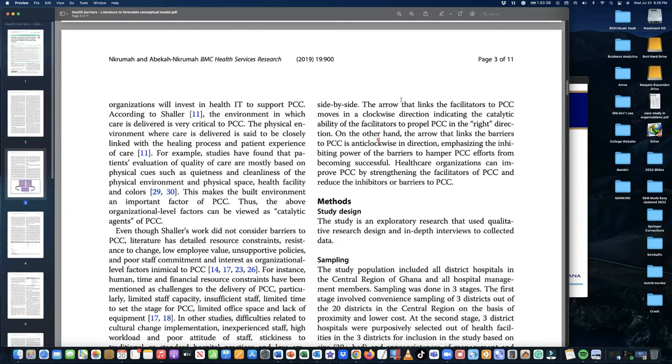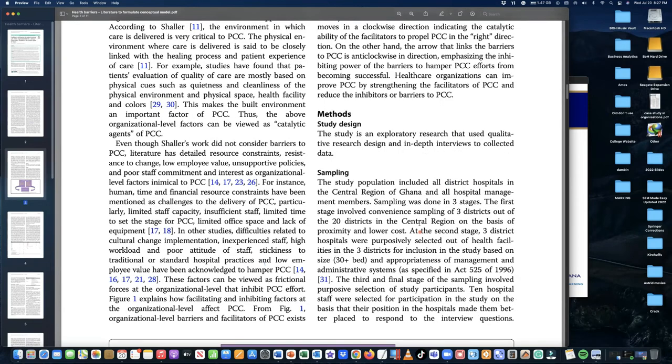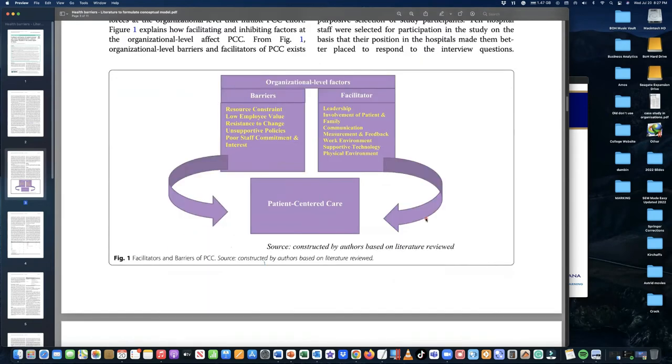You may go and pick from some place, and pick from another place, and pick from another place. On the other hand, the arrow that links the barriers to PCC is anticlockwise, emphasizing that inhibiting factors have the power to hamper PCC efforts from becoming successful. Healthcare organizations can improve PCC by strengthening the facilitators and reducing the inhibitors. This is a very interesting model. I like the way it has been done.